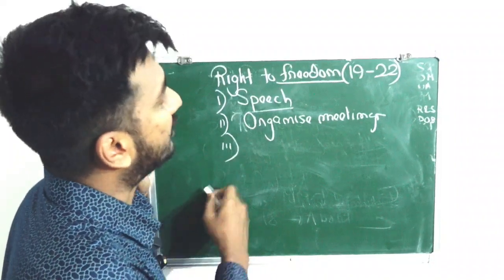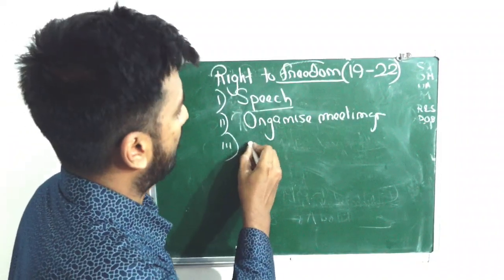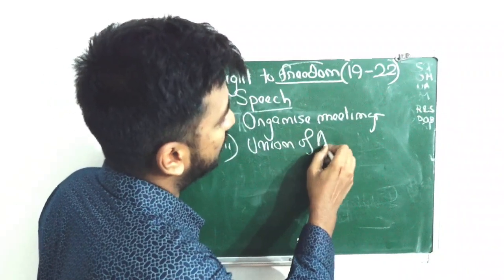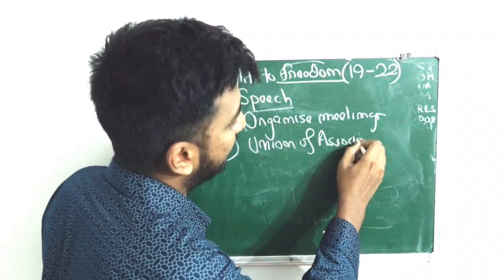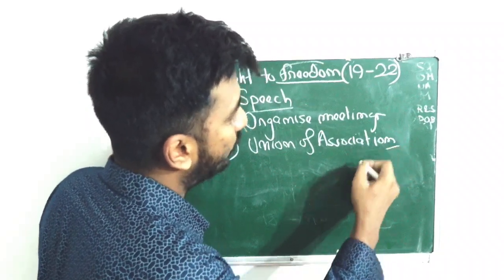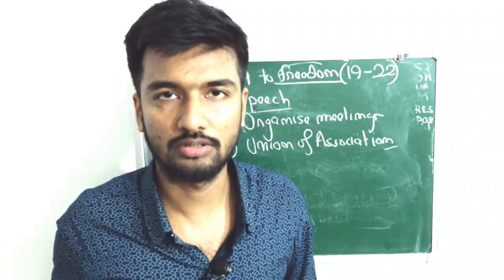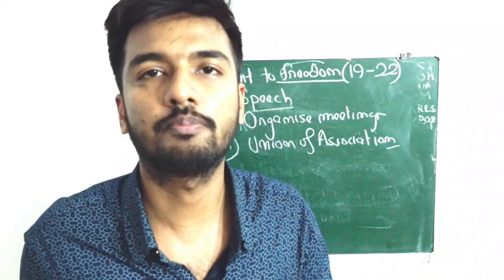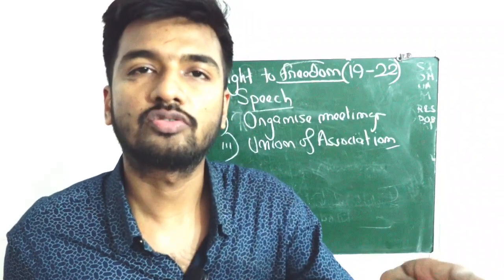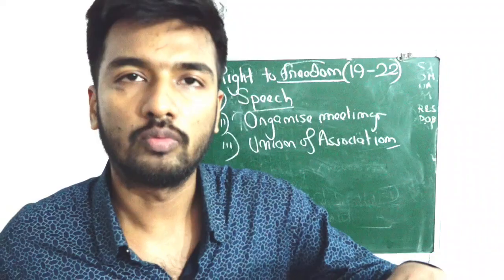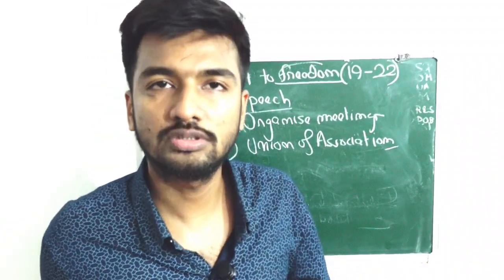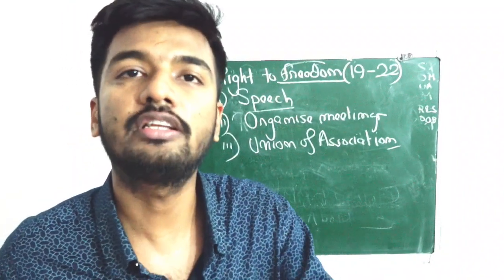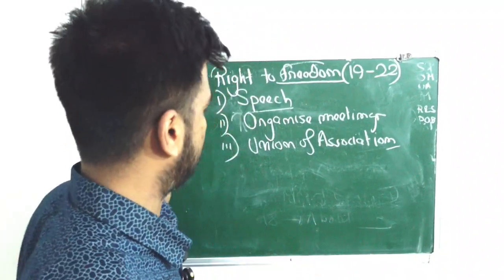Third freedom is to form unions and associations. What does it mean? It means you can form any associations you want. You can form associations with 5 people, 10 people, as many people as you want. You can form associations with different mottos, different goals, aspirations, etc. You have the freedom to form associations.